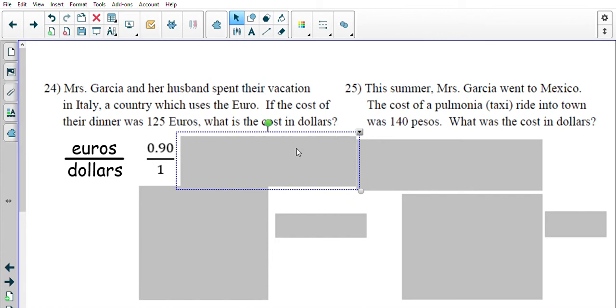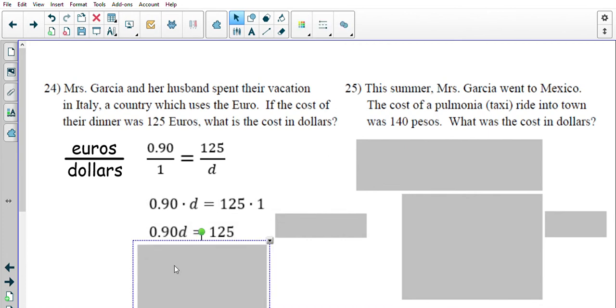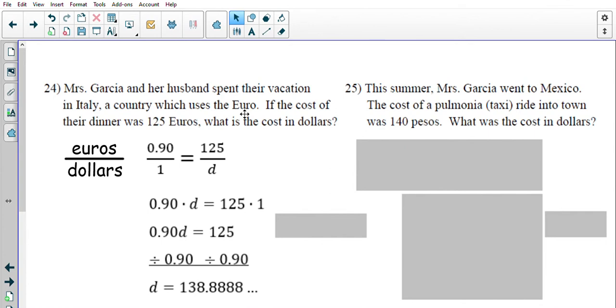Put 125 on the top since the cost was 125 euros. Let's cross multiply. 0.90D equals 125. Divide both sides by 0.90. We get 138.8 repeating. Well, we do need to round to the nearest cent, so that would be $138.89. Now again, some of you might recognize that if we're given the cost in euros or pounds or pesos, we can actually just divide by the conversion rate to find the cost in US dollars.